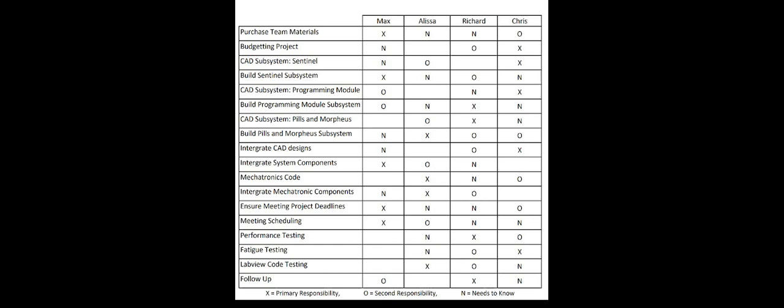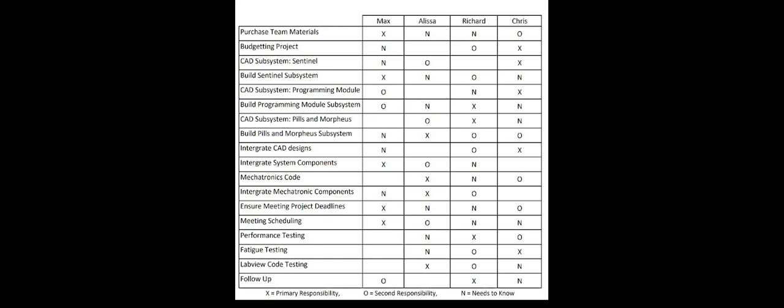This is the job responsibilities matrix. It is useful in laying out the responsibilities of each group member. The job responsibility matrix plays to the strengths and weaknesses of each group member to ensure maximum productivity of the team. In the job responsibilities matrix, complementary jobs are grouped together and assigned to the same person, for instance, mechatronics code and LabVIEW code testing.